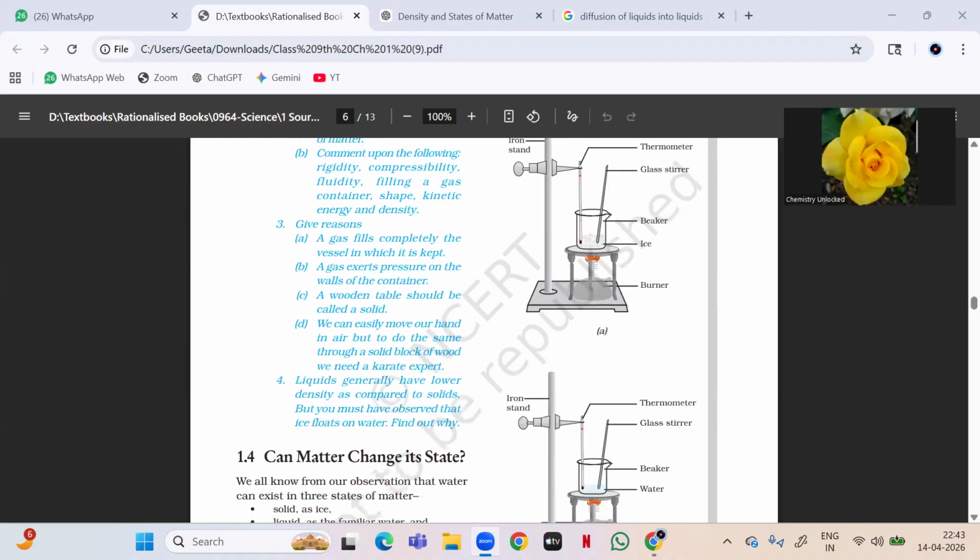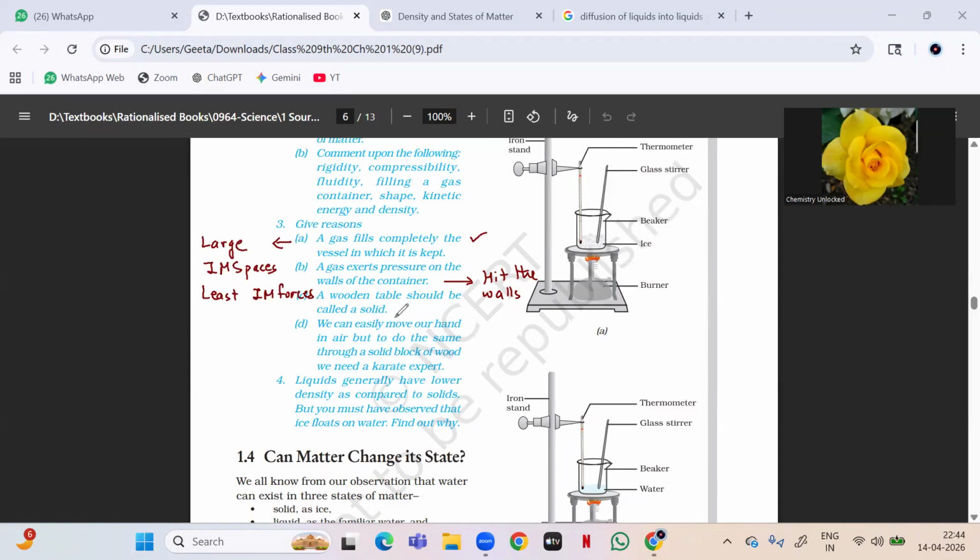Give reasons. A gas fills completely the vessel in which it is kept. Here the keywords will be: because they have large intermolecular spaces and least intermolecular forces. That is why they completely fill the vessel in which they are kept. A gas exerts pressure on the walls of the container. Why? Because the particles of the gases hit the walls of the container, creating a pressure.